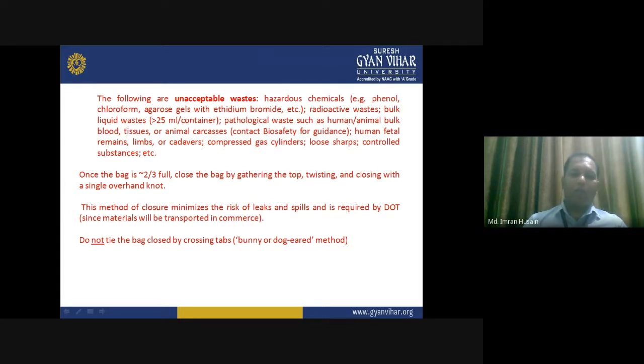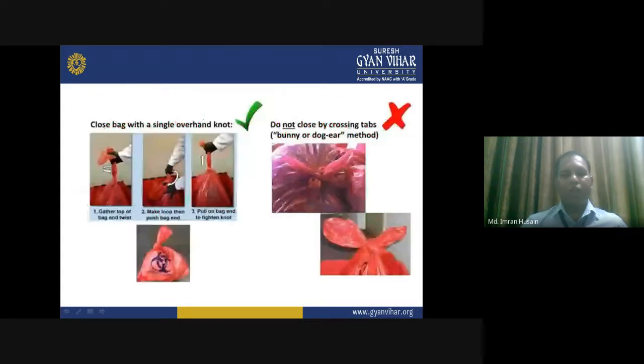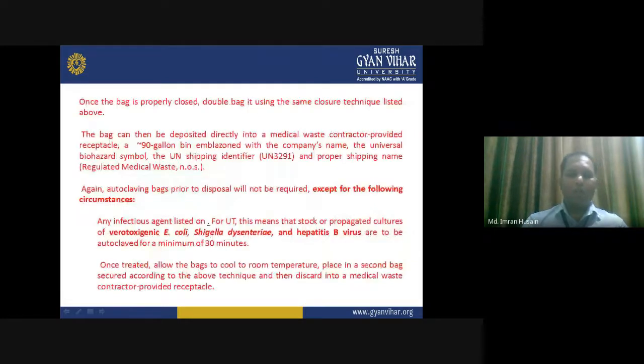That is the bunny or dog ear method, which is not at all applicable and practical. So here you can see in this image how to close the bag properly. How you have to twist and put a knot over it, right? Overhand knot: gather the top of the bag and twist it, make a loop, then push the bag and pull on the bag to tighten the knot. So do not close the tab in the bunny or dog ear method. It should not be practiced like that, as shown on the extreme right, because it can frequently cause leakage or contamination.